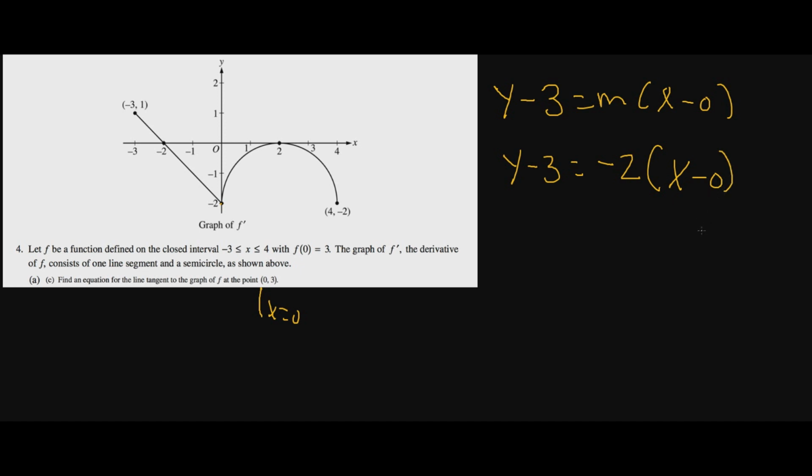Part C. Find an equation for the line tangent to the graph of f at the point (0, 3). So this should be y minus 3 is equal to m times (x minus 0). What does m mean? Well, m really means take the derivative and plug in the x value. Well, guess what we're given? We're given the derivative, and at x equals 0, your slope, according to the graph, is -2. So y minus 3 is equal to -2 times (x minus 0). Bam, we are done. Nothing else to do.